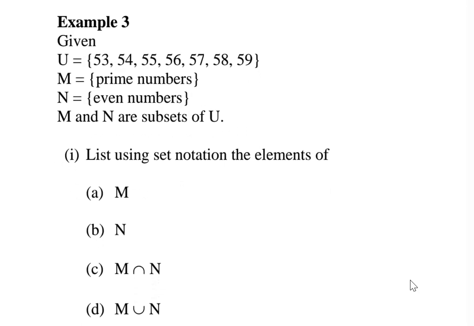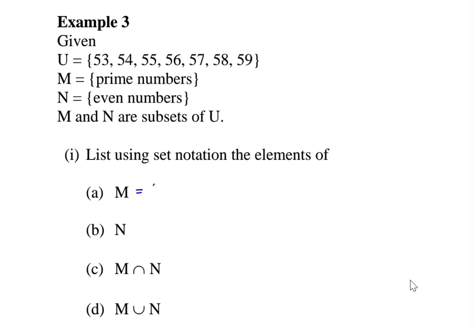Now in example 3, we're told that U, the universal set, is the set 53, 54, 55, and so on. So it's a set of counting numbers from 53 to 59 inclusive. M is the set of prime numbers. N is the set of even numbers. All right, list using set notation the elements of M.